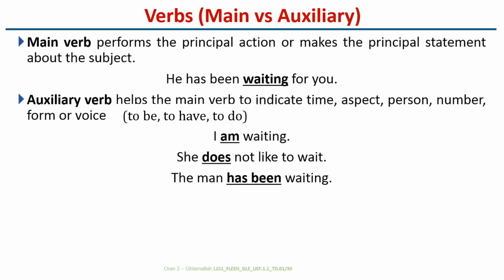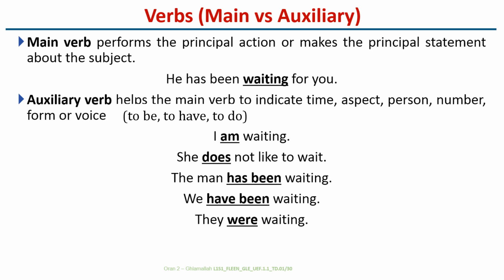The man has been waiting. Has been is the auxiliary. We have been waiting, have been. They were waiting. Here, were helps to indicate time, the past, and number, plural.